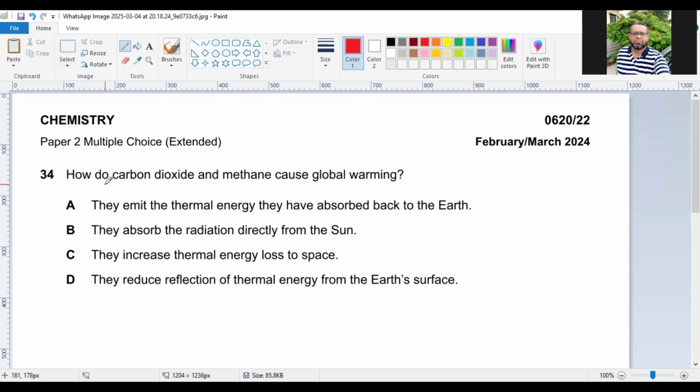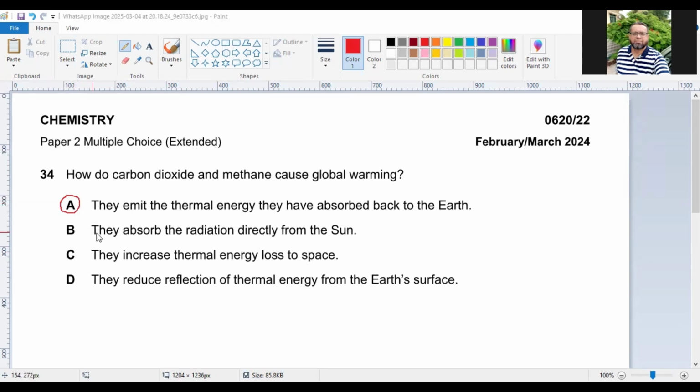Question number 34. How do carbon dioxide and methane gas cause global warming? A, they emit the thermal energy they have absorbed back to the earth. B, they absorb the radiation directly from the sun. C, they increase thermal energy lost to space. D, they reduce the reflection of thermal energy from the earth's surface. So the answer for this question is A, because they emit the thermal energy they have absorbed. So this is the correct answer.